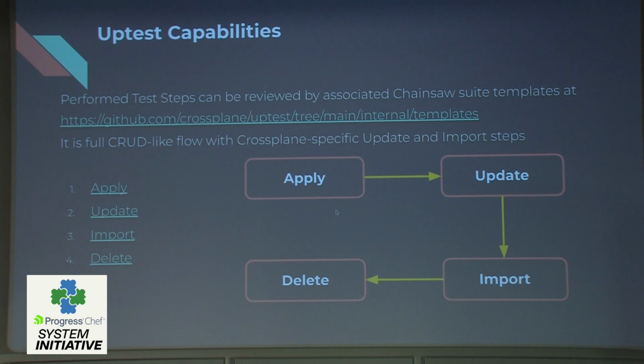So how does it look? There are 4 steps to it. It's pretty much very similar to what Chainsaw does under the hood. So it does an apply, then an update, then an import, and then a delete. And after each of these steps, it checks if all the resources are either healthy or, at the end of the day, deleted if we want to delete them.